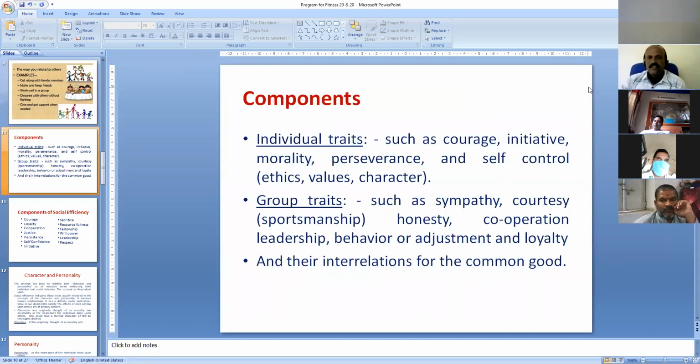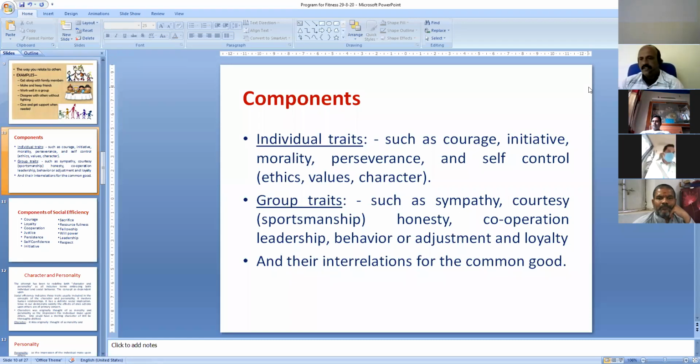In social efficiency, we can divide the components into individual traits or group traits. Individual traits include courage, initiative, morality, perseverance, and self-control. Self-control involves ethics, values, and character. Group traits include sympathy, courtesy, sportsmanship, honesty, cooperation, leadership, behavior or adjustment, and loyalty. All these things come under group traits.